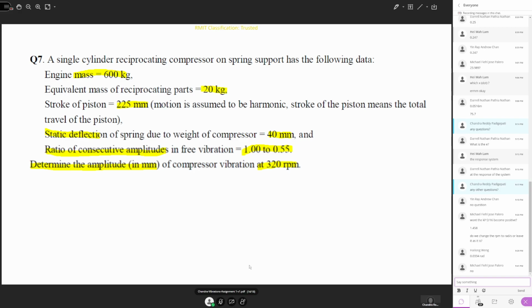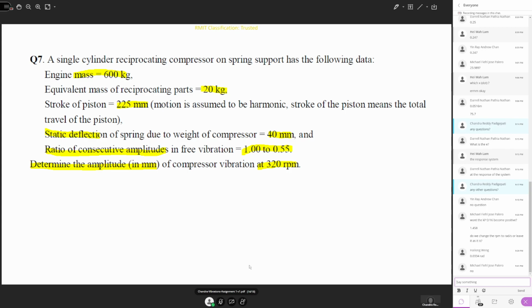Okay, so let us look at this question. This is a single cylinder reciprocating compressor on a spring support with the following data. The mass of the engine is given as 600 kilograms. The equivalent mass of the reciprocating parts is 20 kilograms. The stroke of the piston is 225 mm. The static deflection of the spring due to the weight of the compressor is 40 mm.